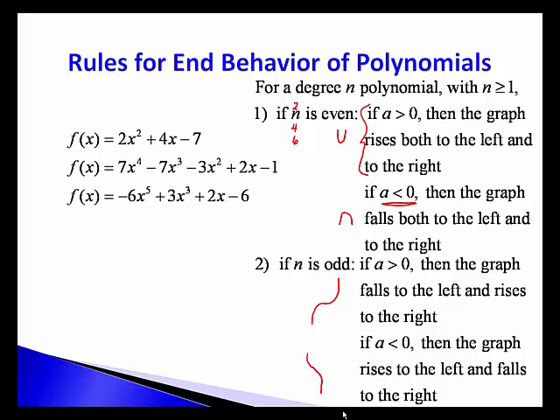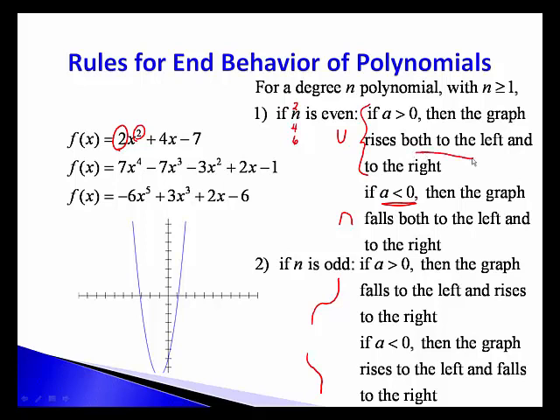Let's go back to our same three polynomials we've been using. The first one is our parabola. It is a degree 2, and its leading coefficient is positive. Therefore, it rises both to the left and to the right. Well, we already know that. Here it is. Let's look at our next one. What about this one? A fourth degree. Well, once again, it's even. It would be a 4 right there. So its end behavior is going to behave the same as the parabola. Its leading coefficient is positive, so its end behavior will rise both to the left and to the right.